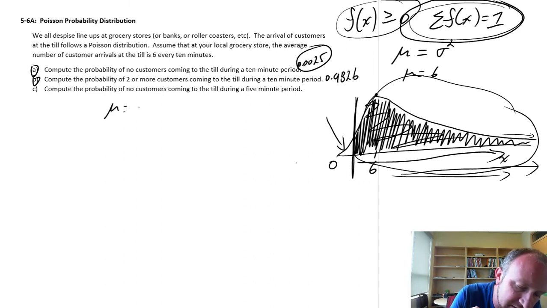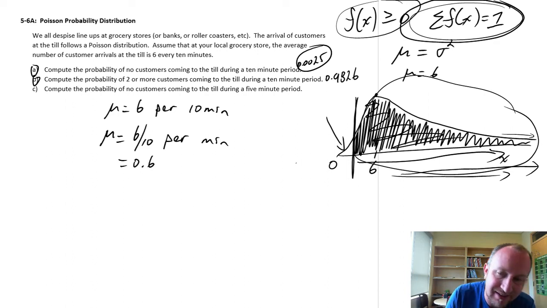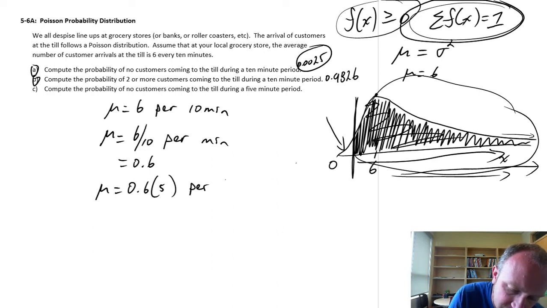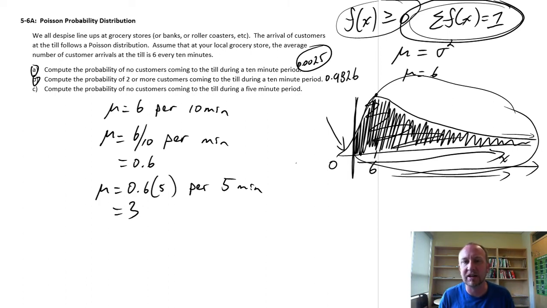If my mean is equal to 6 per 10 minutes, well then my mean is equal to 6 divided by 10 per minute, so that's equal to 0.6 customers per minute. And if I want that per 5 minutes, well then it's 0.6 times 5 per 5 minutes, and so here our mean is equal to 3 in that 5-minute period. So this is where the size of the interval matters. We can use that to scale it to any different value that we're interested in.